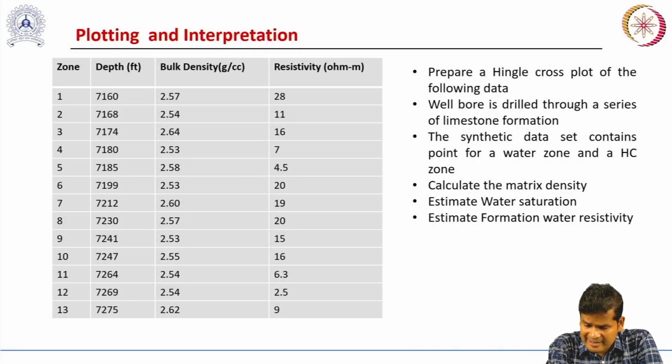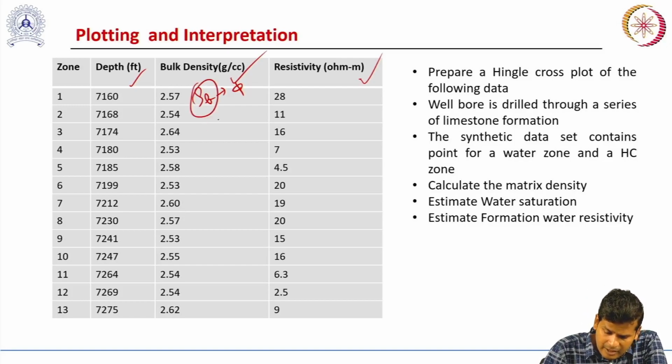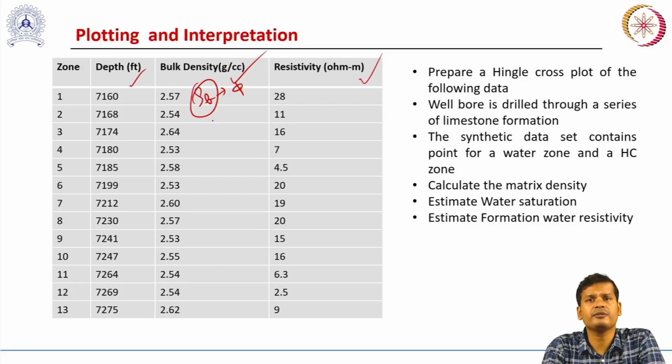So let us take an example and see how the interpretation of the Hingle cross plot can be done. For example, this is a synthetic data set which consists of points from an oil bearing formation and a water bearing formation. For different depths, the value of bulk density is given and the resistivity is also given. So either I can convert the bulk density to porosity to plot the cross plot, or I can directly use the bulk density as well to do the cross plot.